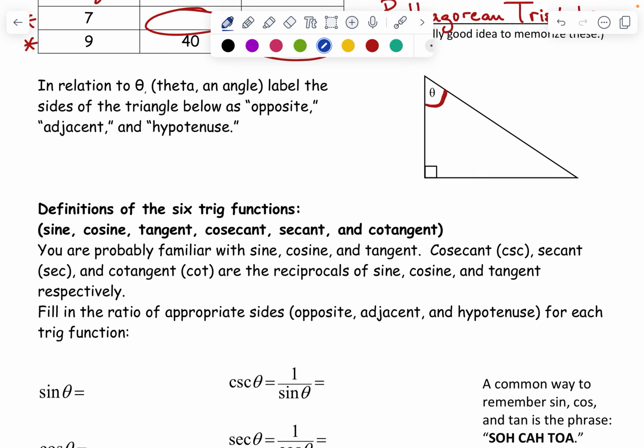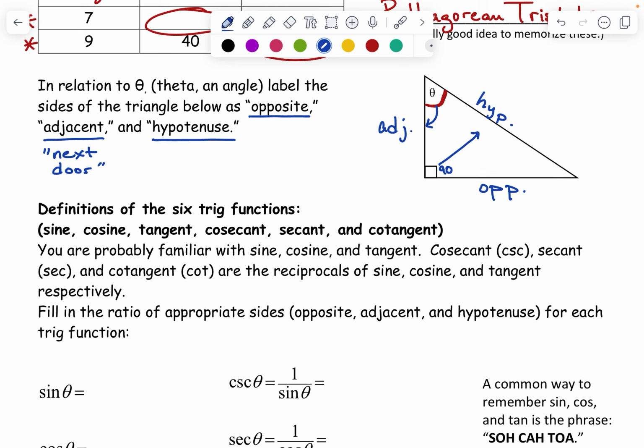So from this angle, the opposite side would be the side across from it. The adjacent side, I like to remember that as next door. That's the one that's right next to it. Okay, that's the adjacent side. And the hypotenuse is always going to be across from the 90.